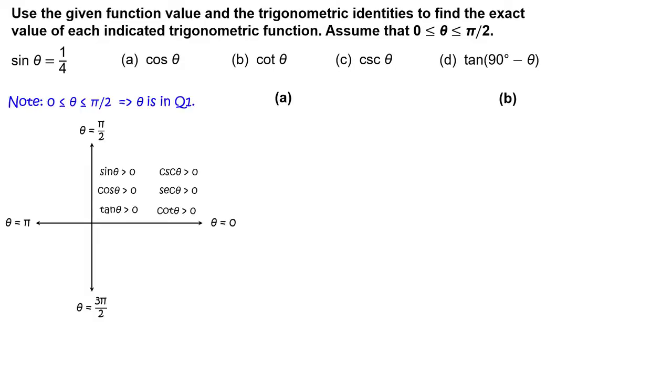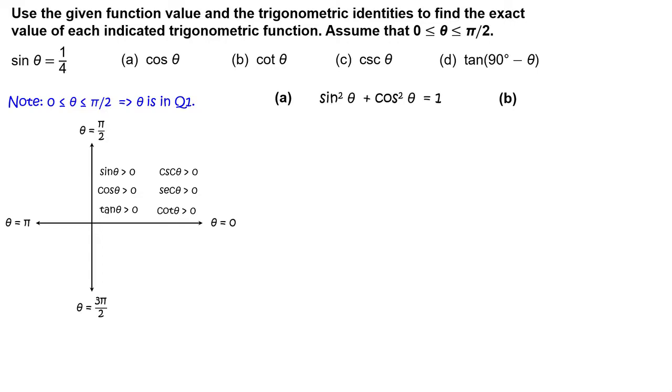First, note that assuming that theta is greater than or equal to 0 and less than or equal to pi divided by 2 implies that theta is in quadrant 1. Further, recall that all 6 trigonometric functions are positive for angles in quadrant 1.